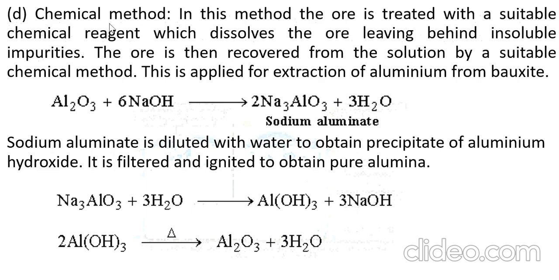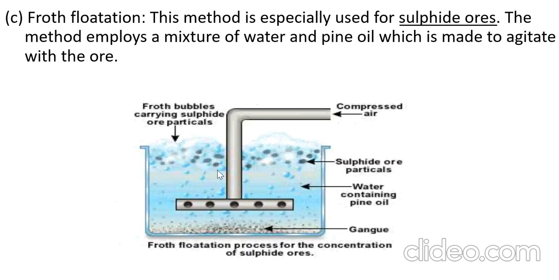So next is flotation. In this case, we look at affinity to air and affinity to water. This is suitable for sulfide ores, for example, that of copper. The principle here is that the metal that has affinity to air will go to the top. Here you have compressed air together with pine oil, so this is mixed all together. The mixture of the powdered ore is poured in.